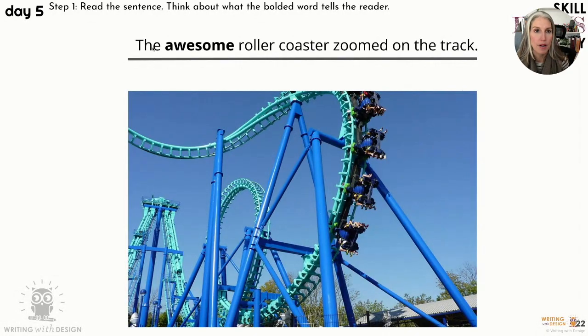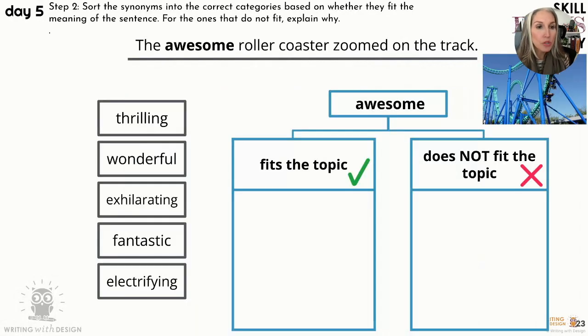Okay, and now for day 5, we have the word awesome, the awesome roller coaster zoomed on the track. So you see your 5 synonyms here: thrilling, wonderful, exhilarating, fantastic, electrifying. Again, all of these mean awesome, but this is a word that I think every teacher will agree students overuse in their writing. So we want to give them a chance to think specifically about something like a roller coaster. What could we use? Yes, it is wonderful, but so is a pizza party, right? So we don't want the same kind of words being used to describe a roller coaster and a pizza party.